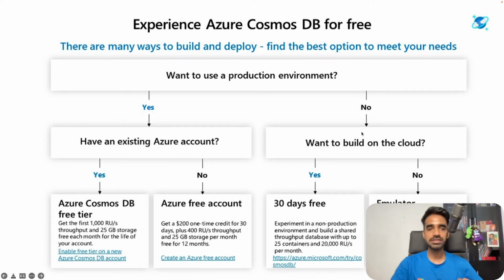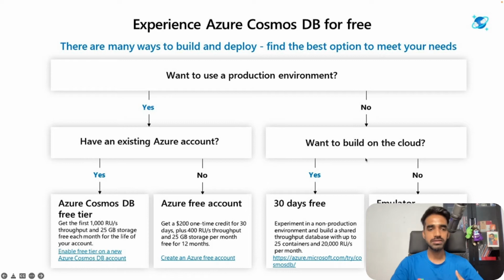The second question is that if you want to try in a non-prod environment, this cloud option lets you build a shared throughput database with up to 25 containers. You will get free access for 30 days, which can be renewed, but you won't be able to move your database to a production environment. We recommend this option if you want to test out the features and performance of Cosmos DB, but we do not recommend using this in a production app.